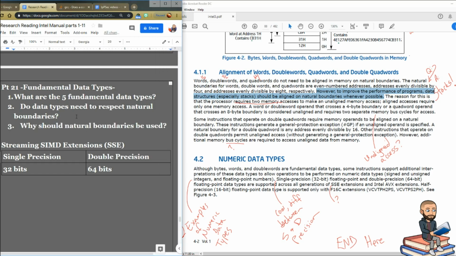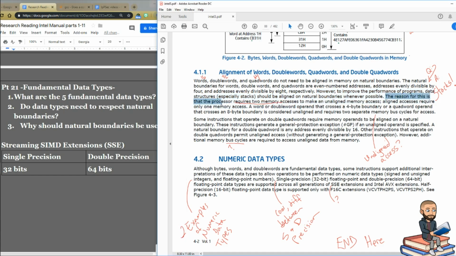So I'll just ask, why should natural boundaries be used? And the sentence immediately says, to improve the performance of programs. Now the reason for this is that the processor requires 2 memory accesses to make an unaligned memory access. Aligned accesses require only 1 memory access. So to really digest that sentence, you should understand that a single access is a single moment in time.